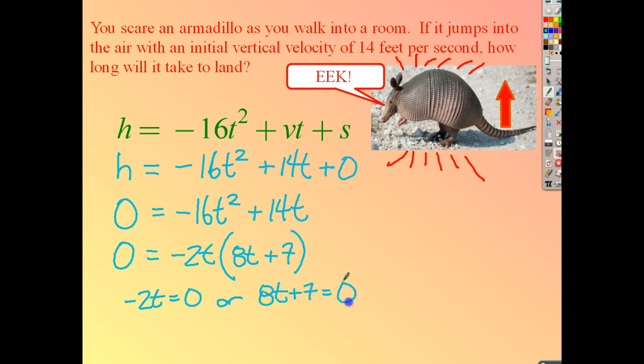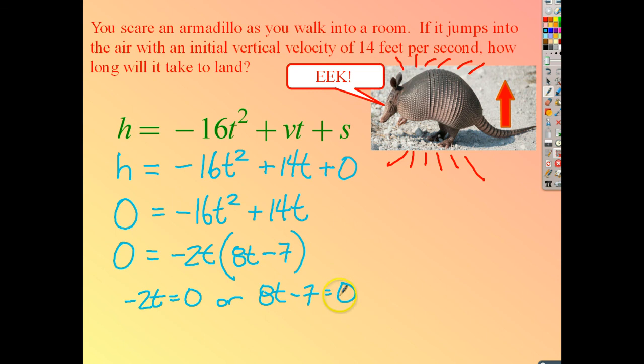And actually, I made a mistake here, because I divided by a negative. Because I pulled this negative out of here, this has to be negative 7. So if you want to just pull out positive t here, you'd still have the negative 8, and maybe that makes a little more sense for you. So 8t minus 7.